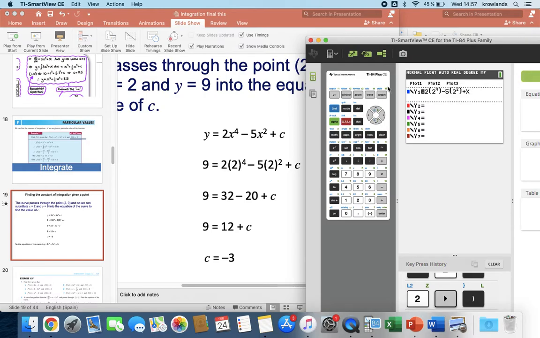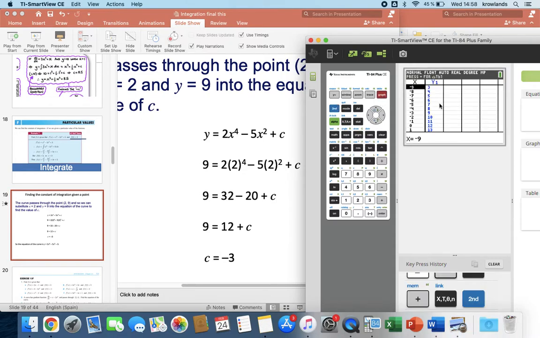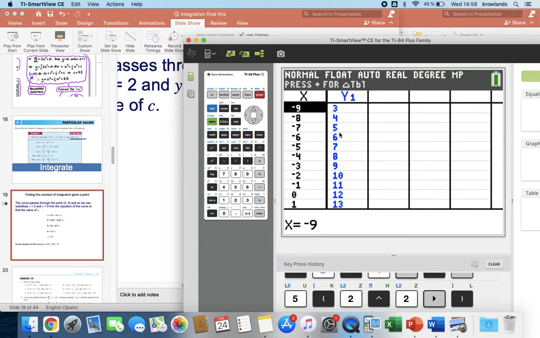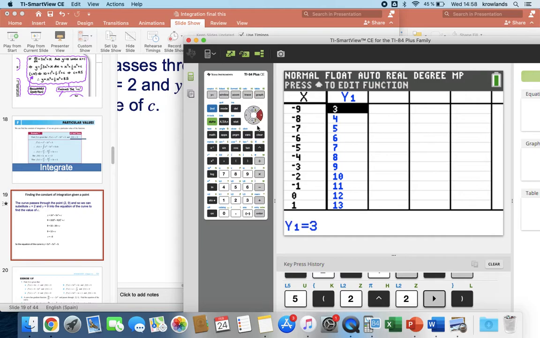So the aim is to go to the table and have a look where we have y is 9. What is the value of c? So if we go into the table, we want to look where y is equal to 9. Now you can see where y is equal to 9, we have c, or x, is minus 3. So this is another way you can do it using the calculator.